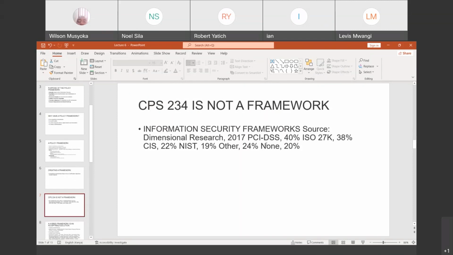We have the PCI DSS, we have the ISO, we also have the CIS, the NIST standards, and any other. So they can come from different bodies which have come up with frameworks that are guiding information security employees in coming up with different kinds of frameworks. So that is going to vary depending on how you want to implement your security framework and what your organizational objective is. That is very important.